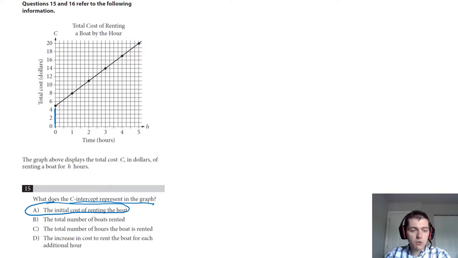You can look at the other ones to throw them out. The total number of boats rented, the graph has nothing to do with number of boats rented. The total hours that the boat was rented, that's not the intercept. The intercept is the initial condition. And then the increase in cost to rent the boat each additional hour. This is the only other thing that actually is represented on the graph because of the slope, but it is not correct for the intercept. A is the correct answer.